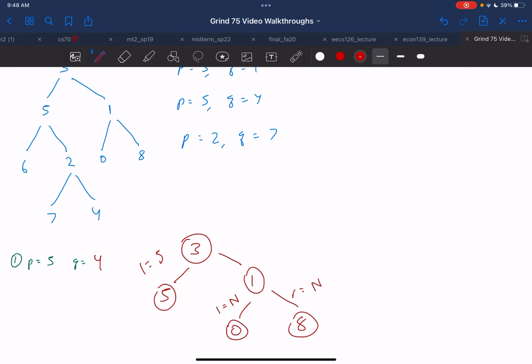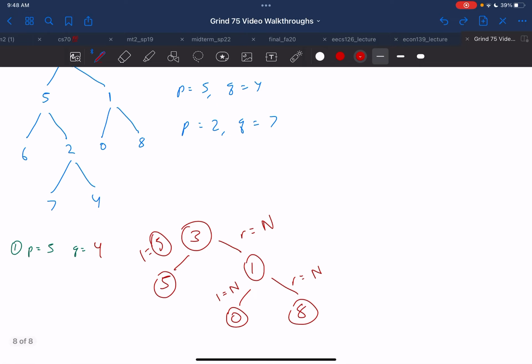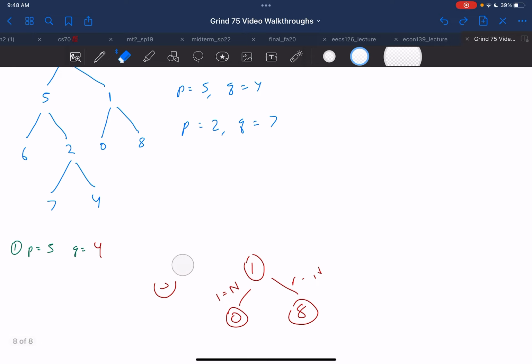Because both values were null, we return null, so the right side of 3 is N. And because left is non-null and right is null, we return the left value, so the return value would be 5. That makes sense because 4 is in the subtree that 5 is in, and 5 can be a descendant of itself by definition, so that checks out.